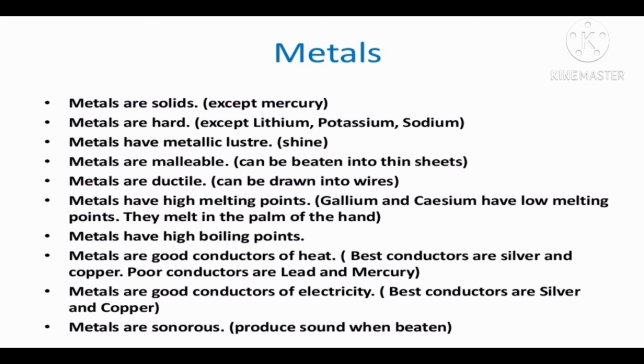Metals are solid. Dear students, except mercury, because mercury is liquid at room temperature. Except mercury, all the metals are solid, which means they are rigid. Metals are hard. Generally, when you are holding metals, you get the idea of how hard they are. Then metals have metallic lustre.